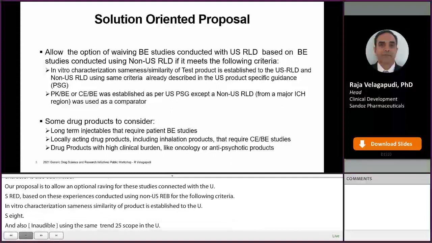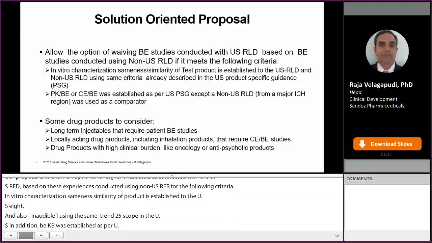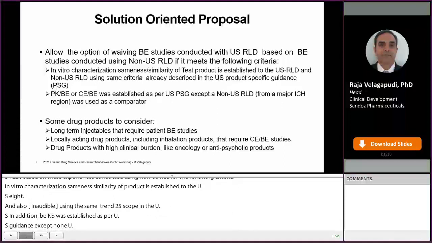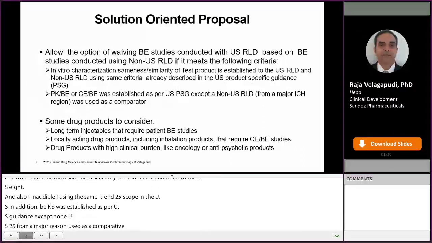We feel there are some products to consider for this approach, such as long-term injectables, long-acting products, or locally acting products, including inhalation products that require CEBE studies, and also drug products with high clinical burden like oncology and antipsychotic products.